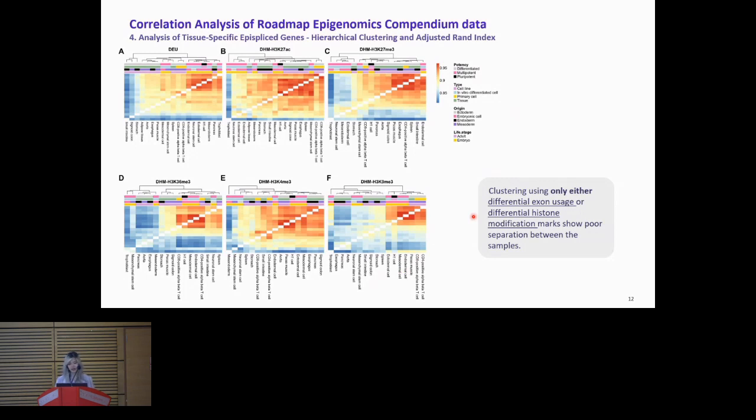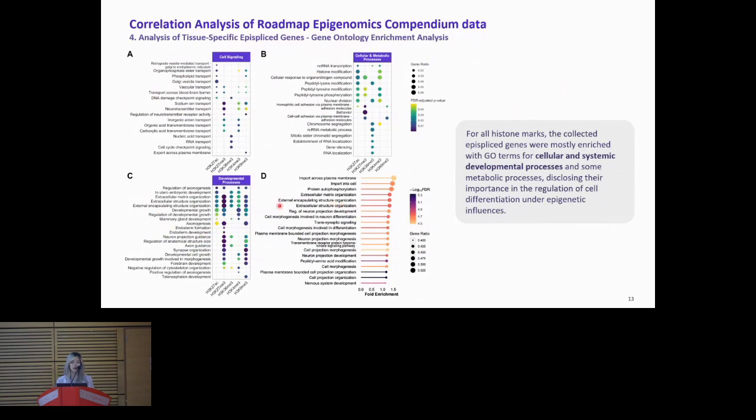At the end of the workflow, we again perform gene ontology enrichment analysis for each of the set of episplicings that we gather for each histone modification. And we group all the terms together in 3 broad categories. The category that comes out with the most terms enriched is developmental processes. And metabolism also has a lot of terms coming up.